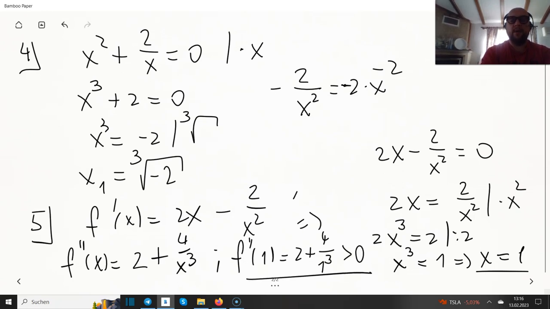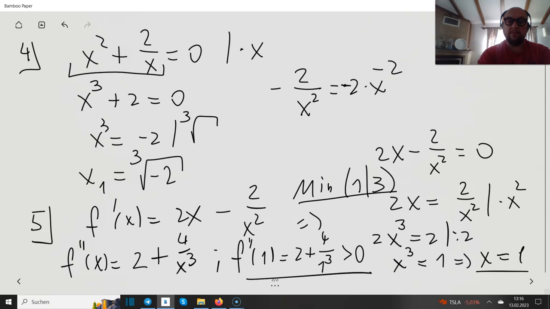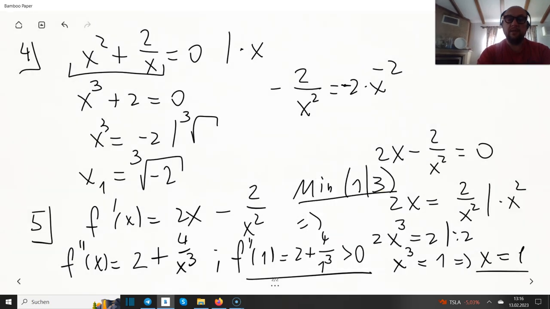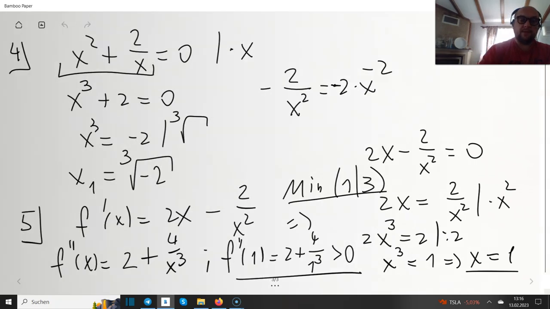So what do we have? We have a min. All right, we have a min at 1, and what is the y value of the min? I'm putting it into my original function right there. So this is 1 plus 2, it's 3. So 1, 3, this is the graph. This is the minimum totally given with all the coordinates. All right. Points of inflection, number 6.